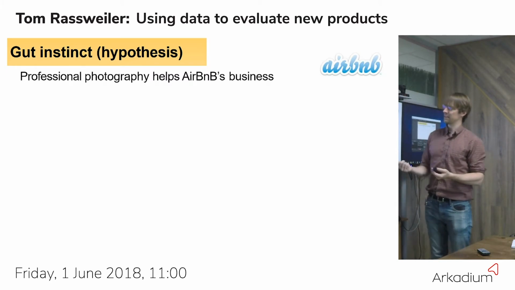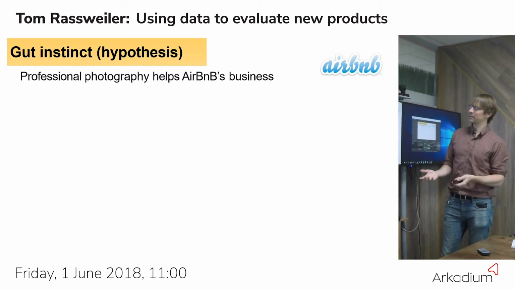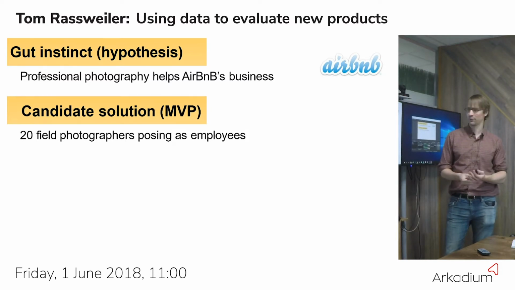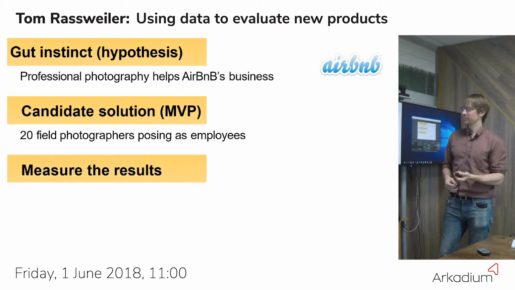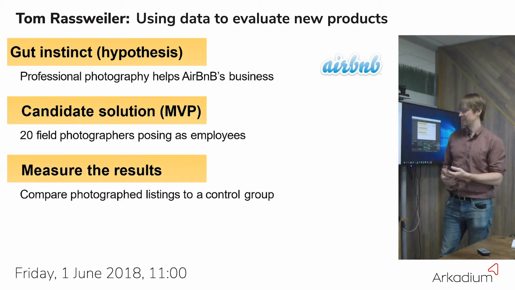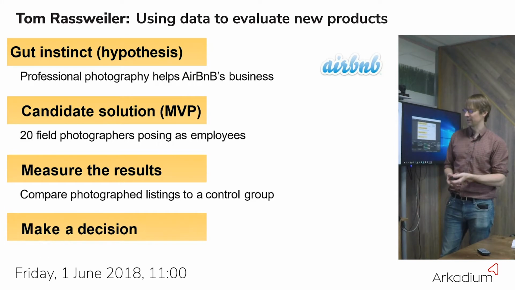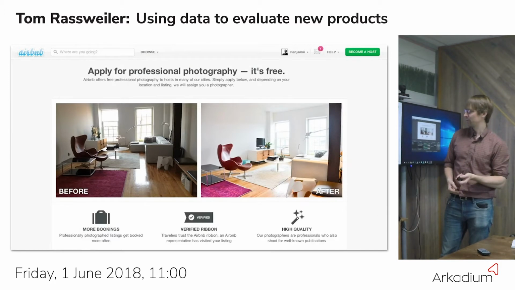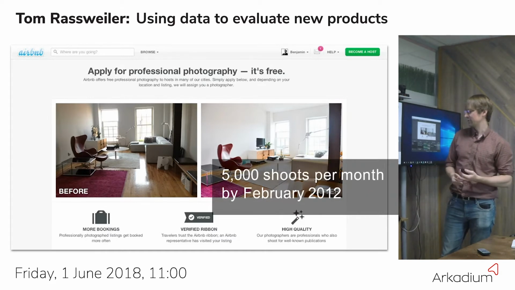And they generally had this gut instinct that photographs that looked a little better got more click-through, more bookings per view. So they made an MVP, which was they just hired 20 people to take pictures. They would just offer, hey, we'll take pictures for you. And then they measured the results. They compared the professionally photographed listings to normal control listings to look at the click-through rate, and they made a decision. Ultimately, they launched it broadly. It was hugely successful and part of their rise to prominence. So now they have like 5,000 shoots per month.